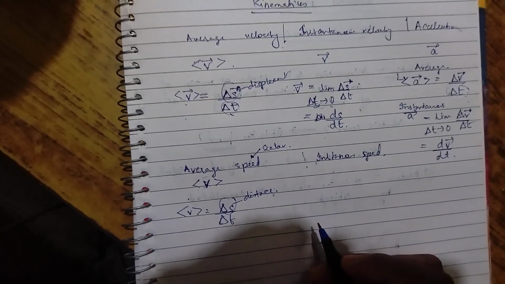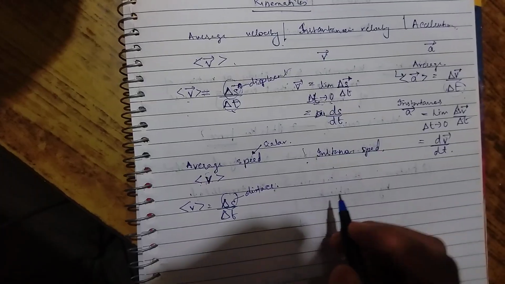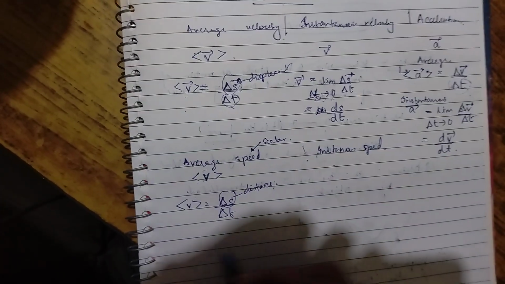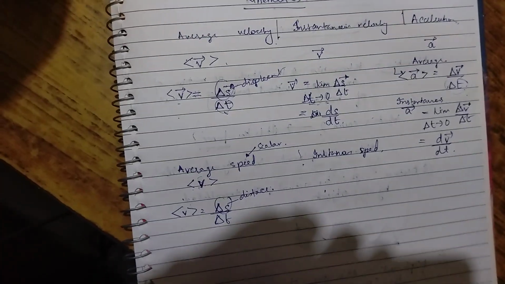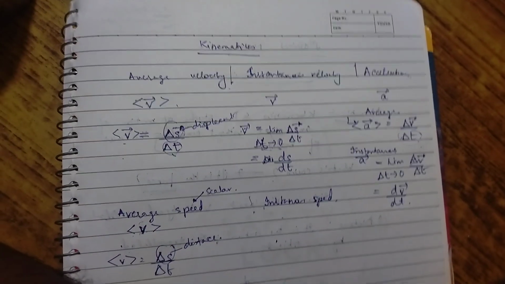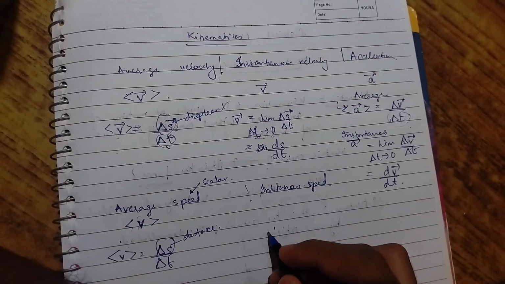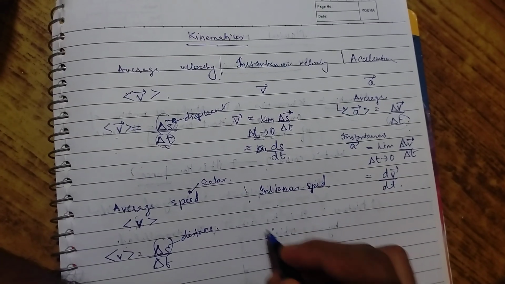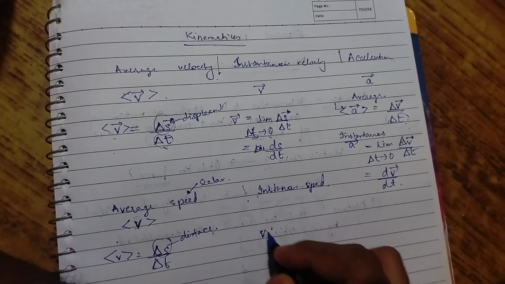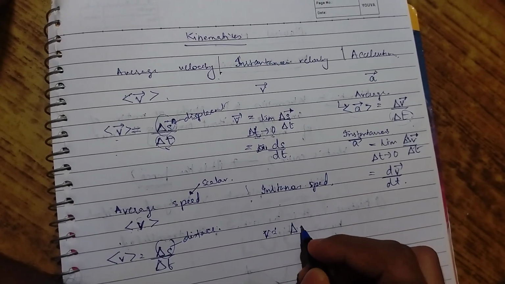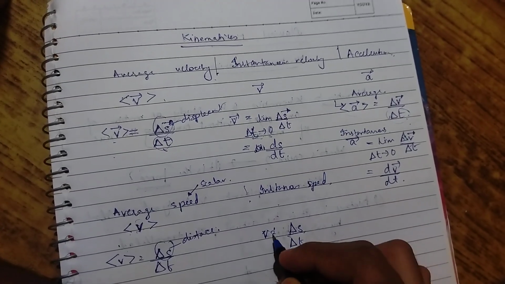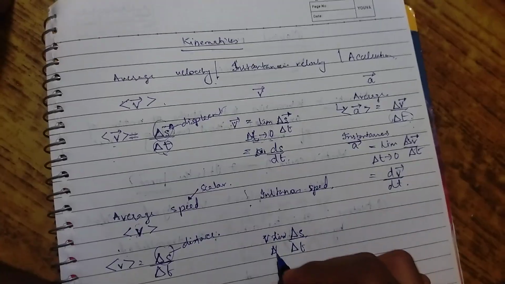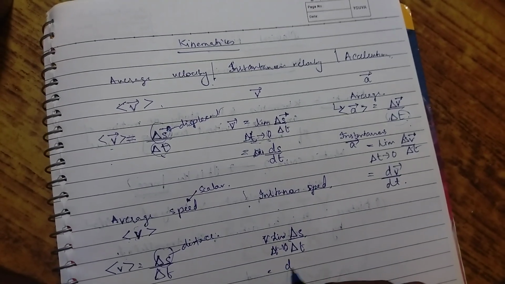So now if we see instantaneous speed, we can write the same: delta s by delta t, limit delta t tends to 0, and it would be ds by dt.